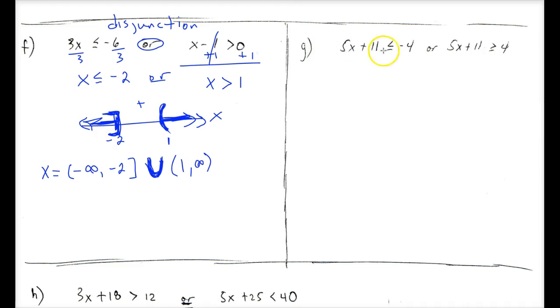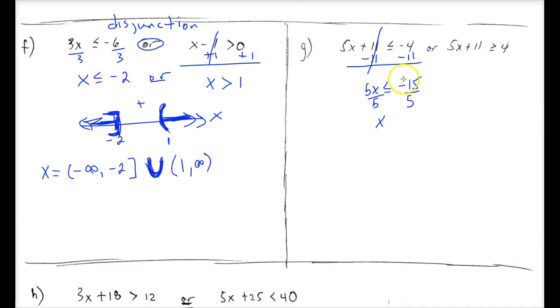All right, let's move on to example G. So for example G, of course, we do the same thing. Just solve this inequality. We'll subtract 11 from both sides. And then here we will divide both sides by 5. Now, do we need to flip the sign here? So if you answered no, then that is correct.